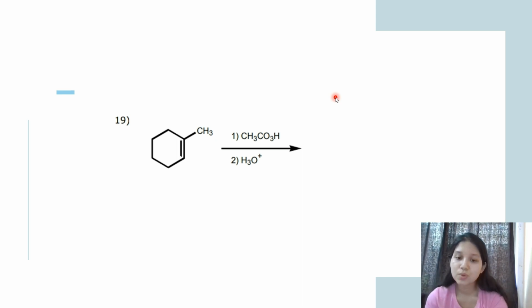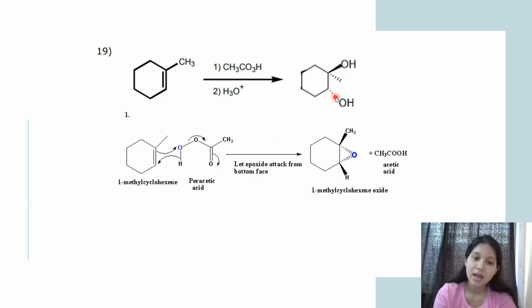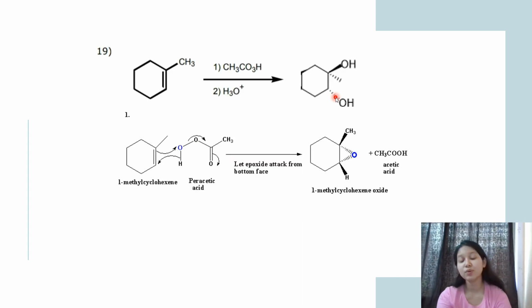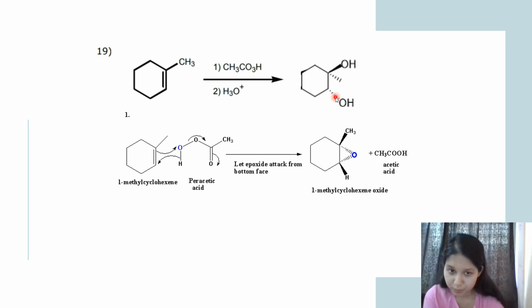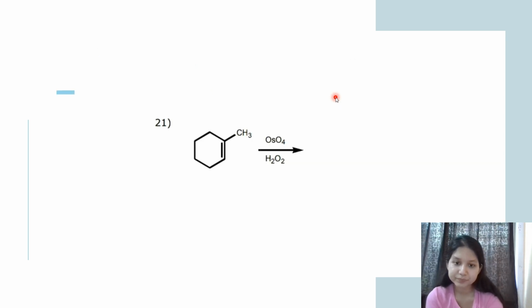Then we also talked about the reaction of alkene with peracid, how electrophilicity and nucleophilicity come into the picture, and we got an epoxide first, which was opened up by a water molecule due to the presence of water and acid in the system, and we finally got this dihydroxylated product.